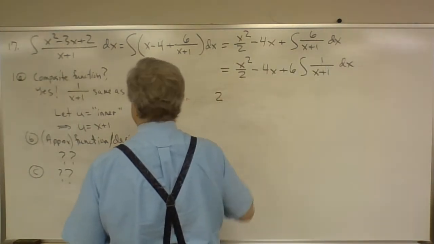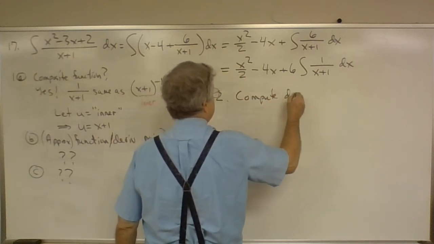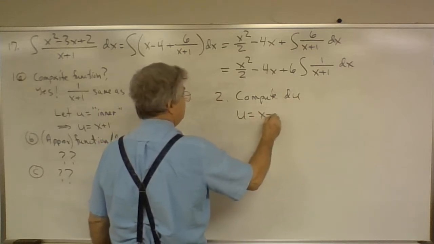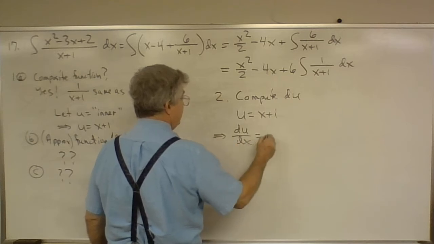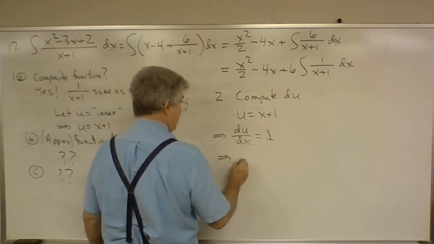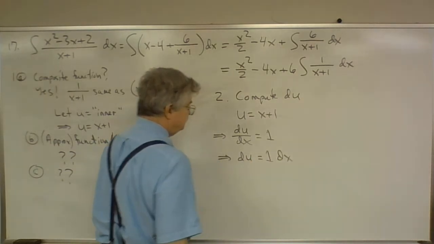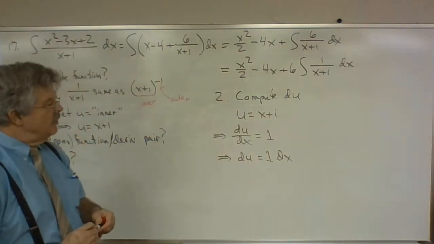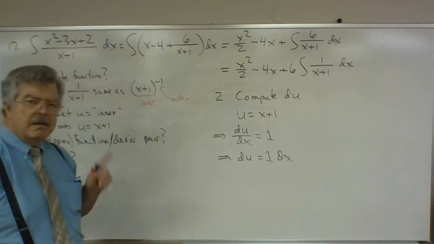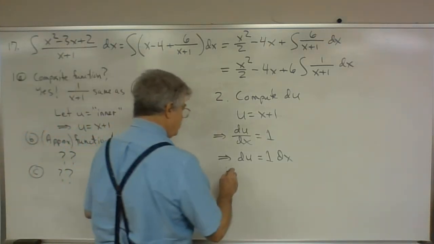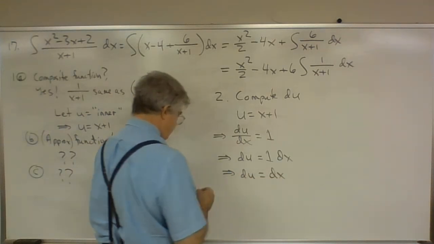And u is x plus 1. So I compute du, that's part 2. U is x plus 1. du/dx is 1. And du is 1 dx. And you know what? Now all of a sudden the solution to the mystery becomes apparent.